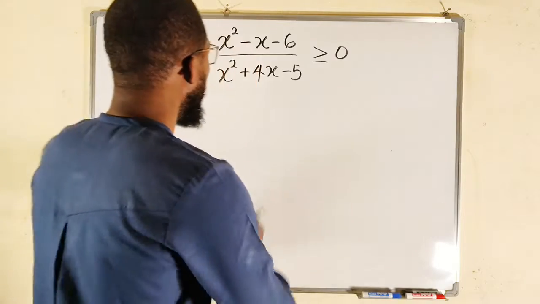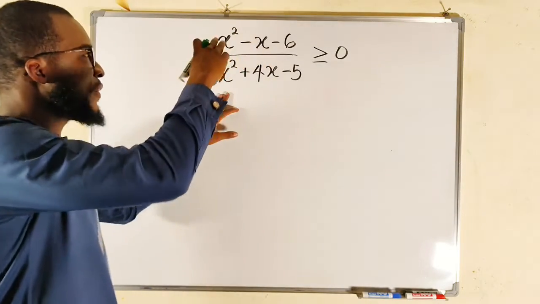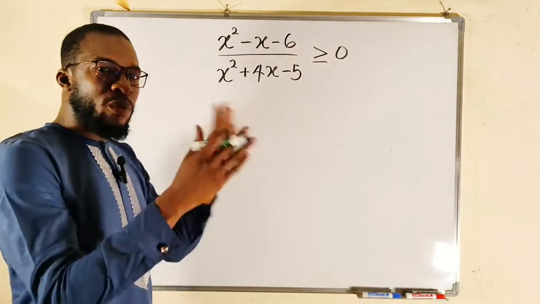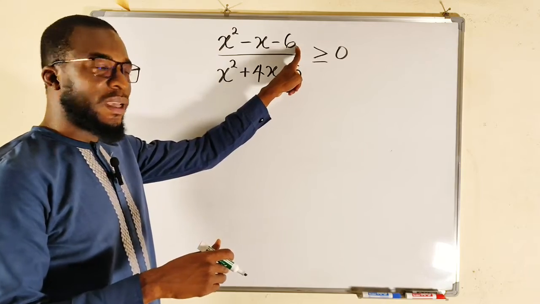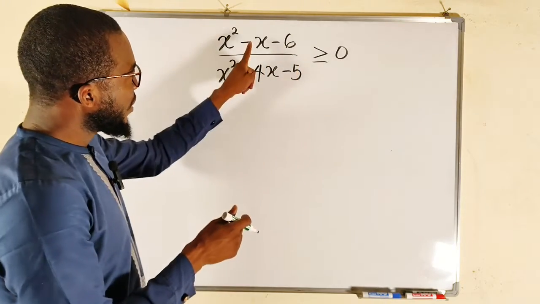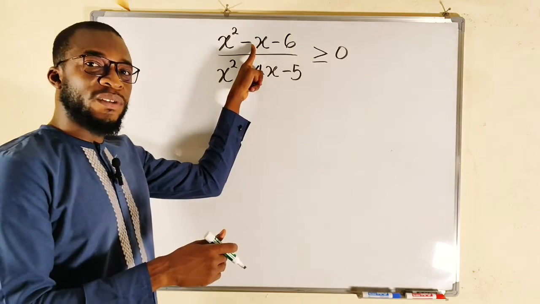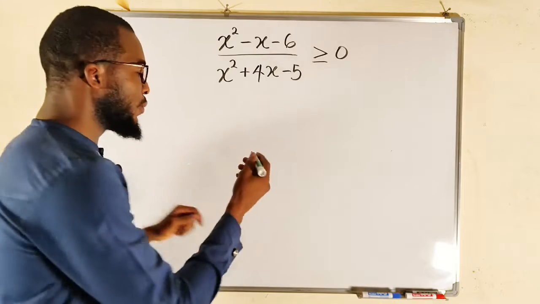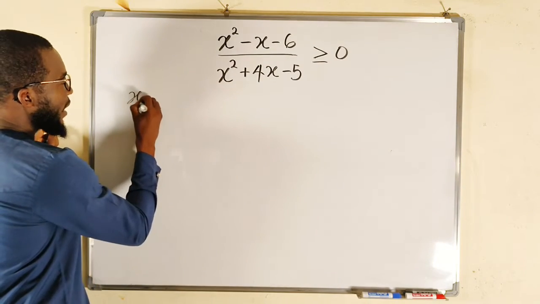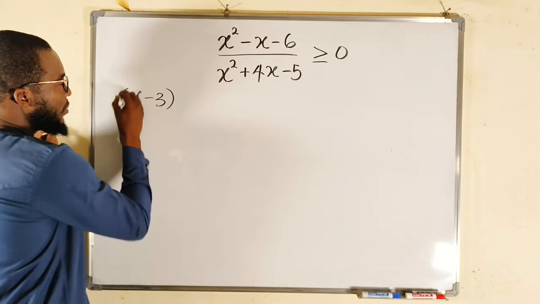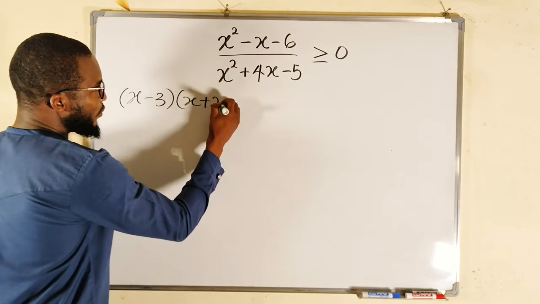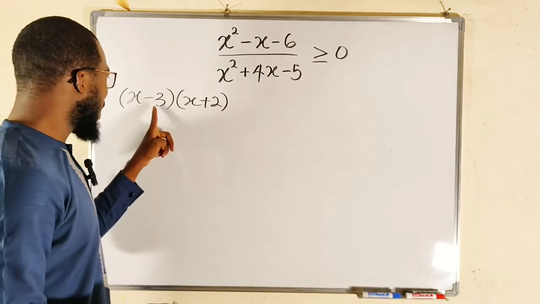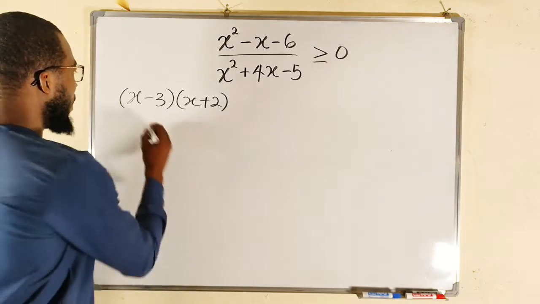Alright, let's get started. Before we continue, I would like to factorize both the numerator and the denominator. To the top, we're going to think of two numbers that we can multiply to get -6, but the moment we add the two numbers together, we shall obtain the coefficient of x, which is -1. And the numbers are -3 and +2. So we have (x - 3) multiplied by (x + 2). This is our numerator because -3 times +2 is -6, and -3 plus 2 will give us -1.